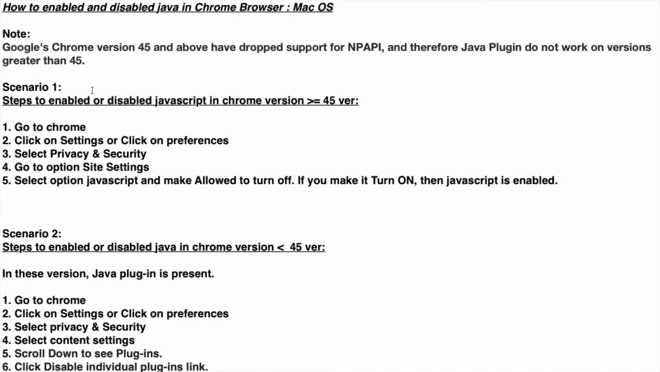So for scenario one, once you have the version greater than or equal to 45, then go to Chrome, click on settings, click preferences, select privacy and security, go to the option site settings, which is inside privacy and security, and then select the option JavaScript and make allowed turn off. Once you make it turn off, it means that you disable the JavaScript, and if you make it turn on, it means JavaScript is enabled in your Chrome browser.